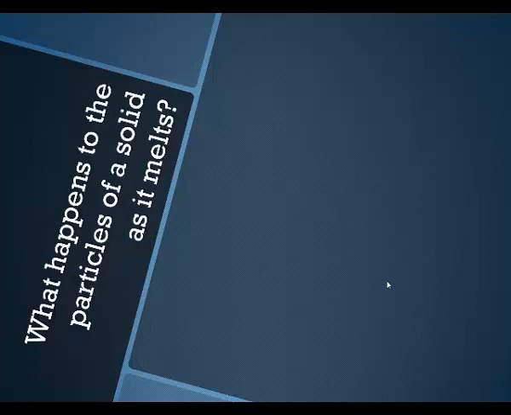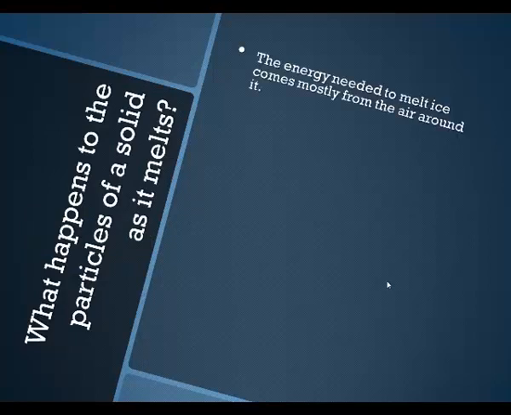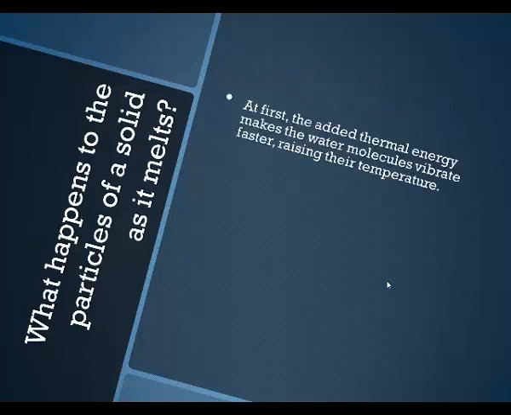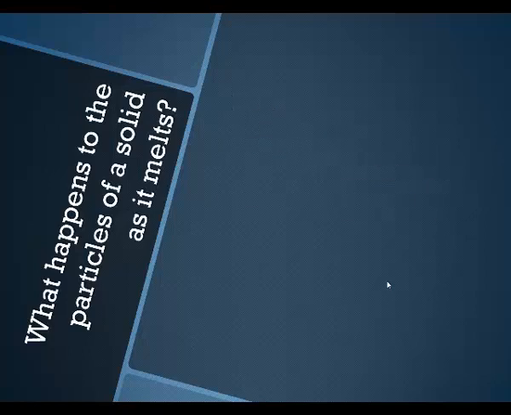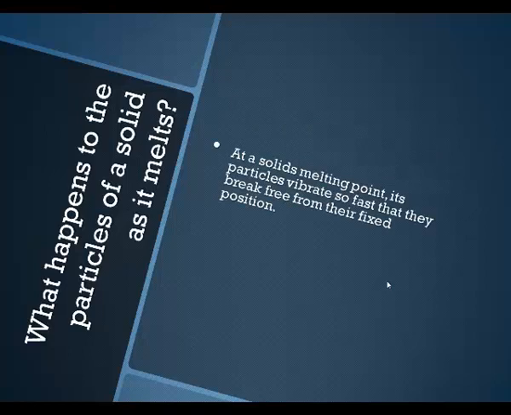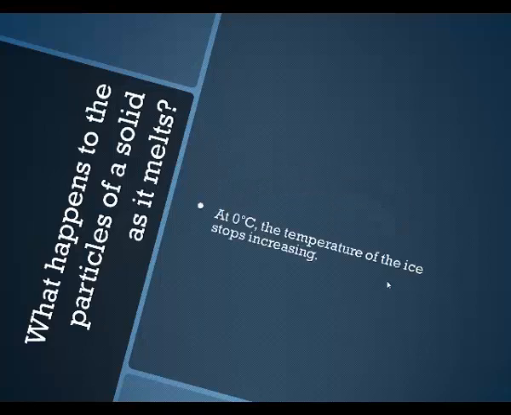What happens to the particles of a solid as it melts? So the energy needed to melt ice comes mostly from the air around it. So at first, the added thermal energy makes the water molecules vibrate faster, which raises their temperature. At a solid's melting point, its particles vibrate so fast that they break free from their fixed position. At 0 degrees Celsius, the temperature of ice stops increasing.